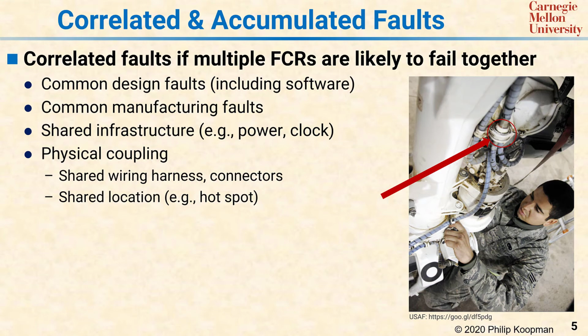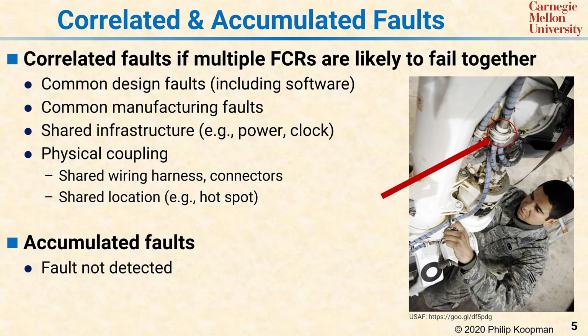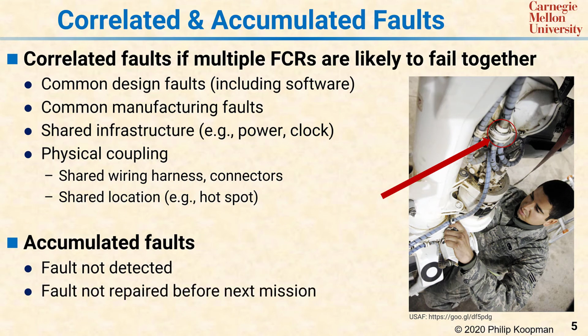There's also the notion of accumulated faults. Accumulated faults happen when an FCR has a fault that is either not detected or not repaired. The problem here is that if your reliability math assumes you have multiple redundant fault containment regions, you're also assuming that they're actually working. If they're not working, you have a false sense of security.